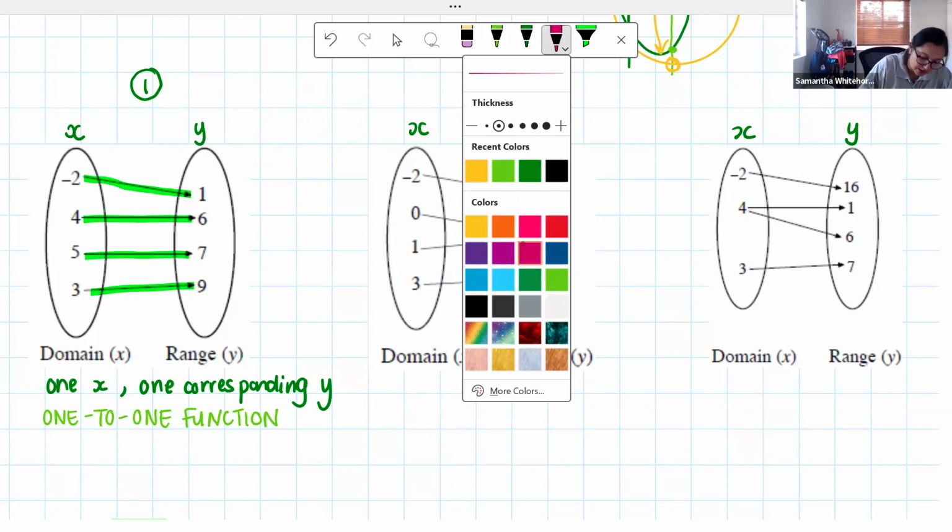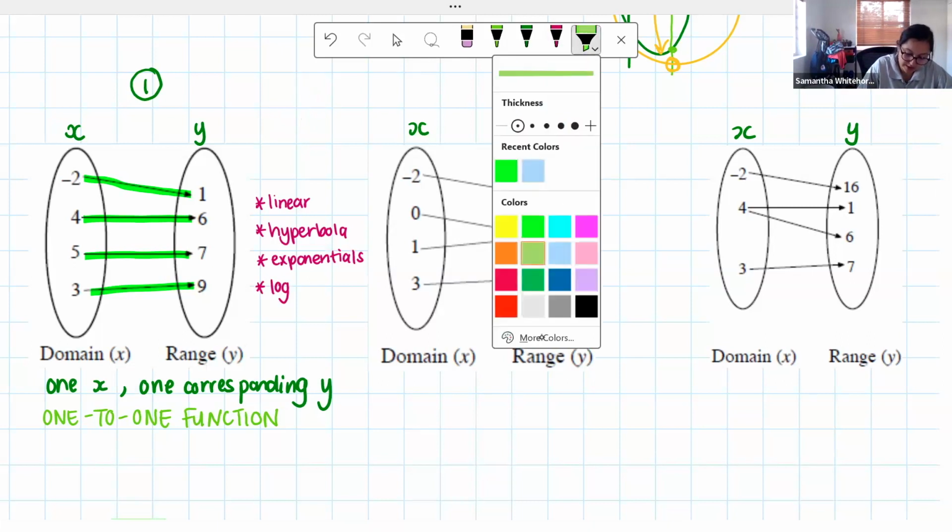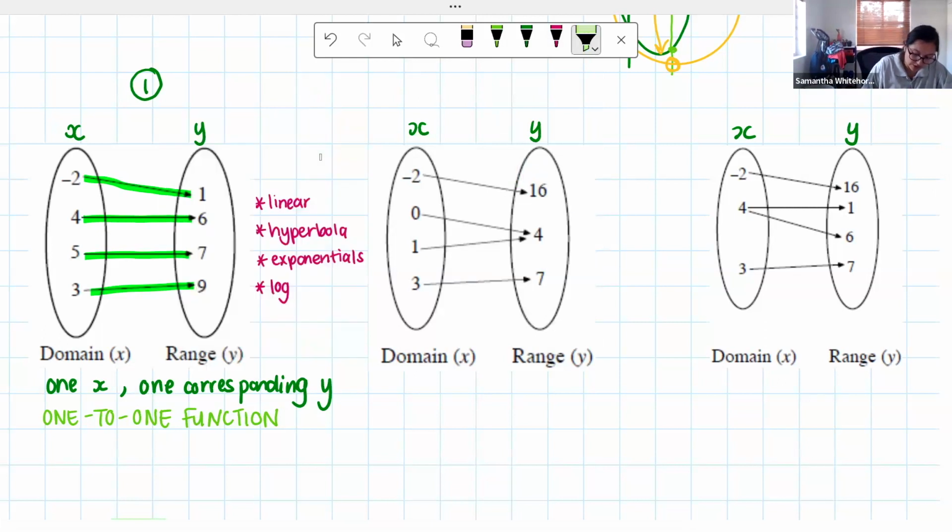Now, there's a couple of these types of graphs. So like I've already said, we get straight line or linear graphs. This would be a one-to-one function. Hyperbolas would be one-to-one functions. Exponentials would be one-to-one functions. And we are going to learn about logarithmic graphs, but log graphs would also be one-to-one functions. If you think of an exponential, for example, here's my exponential, 1x, 1y, 1x, 1y, 1x, 1y. One input corresponds with one output. That is what we call a one-to-one function. And it's one of the types of functions that we need to be comfortable with.